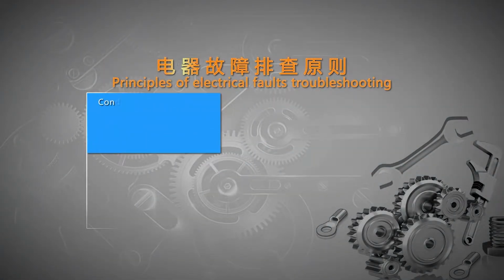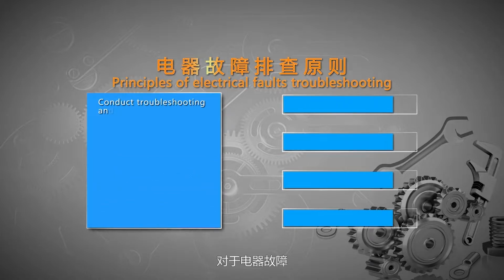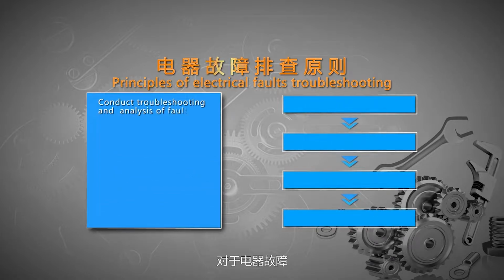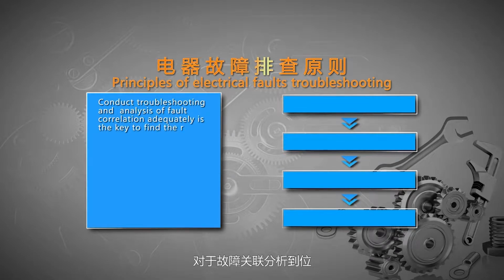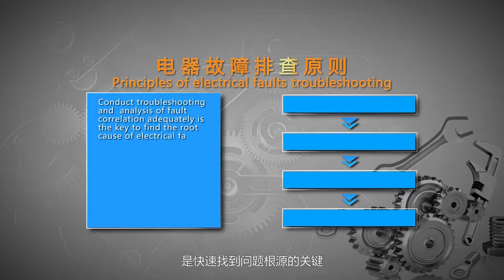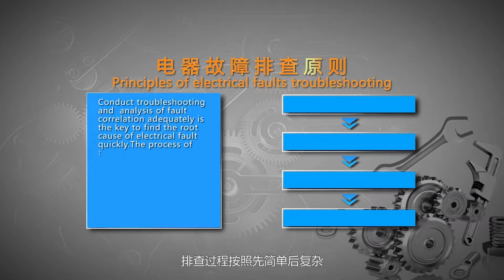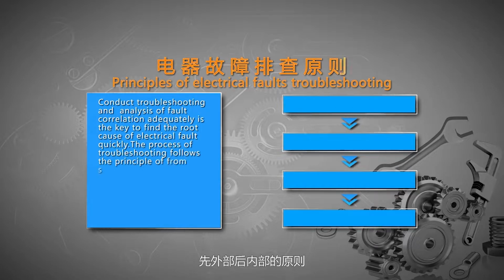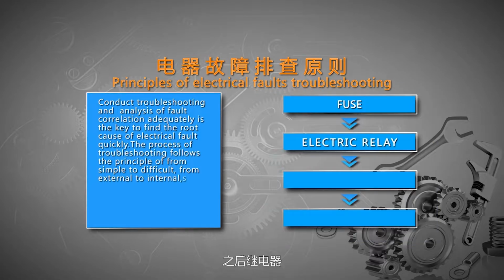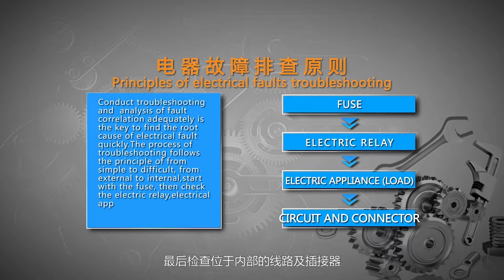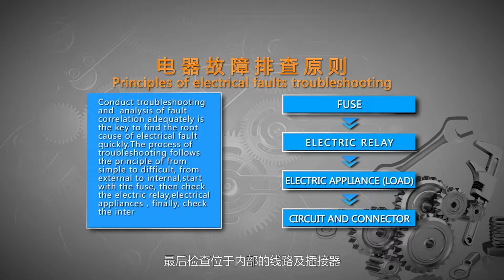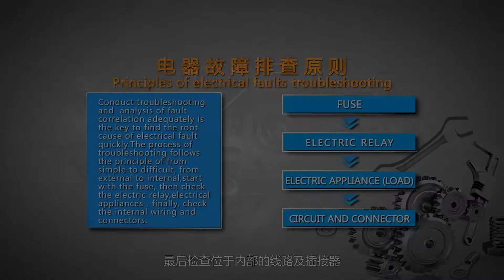Principles of Electronic Faults Troubleshooting. Conducting troubleshooting and analysis of fault correlation adequately is the key to finding the root cause of an electrical fault quickly. The process of troubleshooting follows the principle of from simple to difficult, from external to internal. Start with the fuse, then check the electric relay, electrical appliances, and finally check the internal wiring and connectors.